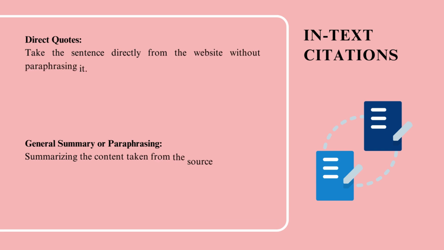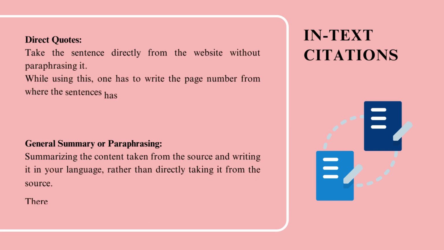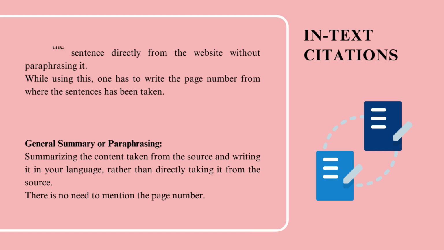Now moving forward, let's learn about in-text citations. First, we will understand what is the difference between a direct quote and a general summary or paraphrasing. Direct quotes mean we take the sentence directly from the website without paraphrasing it. While using this, one has to write the page number from where the sentences has been taken. General summary or paraphrasing means summarizing the content taken from the source and writing it in your language, rather than directly taking it from the source. There is no need to mention the page number.